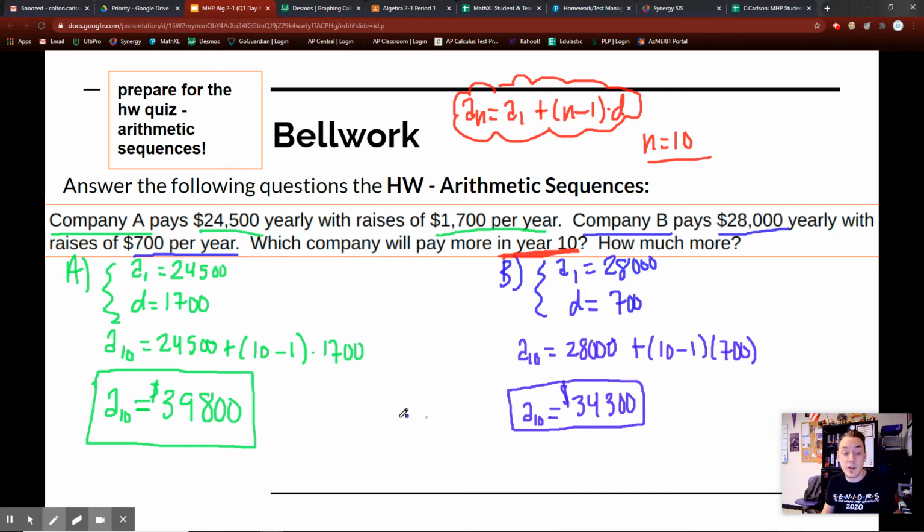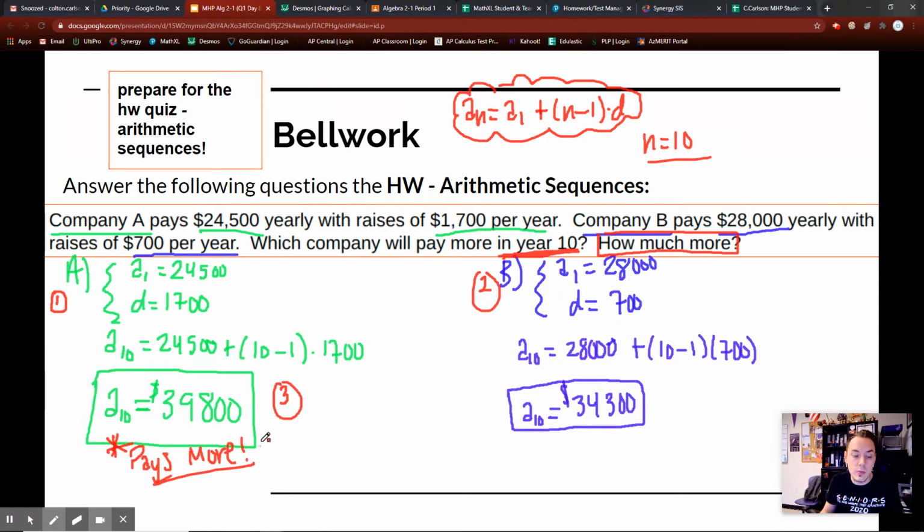Now, Math Excel is going to ask you for both. It's going to ask you for company A and it's going to ask you for company B. Now, our last thing that's going to ask, if you like steps, this is step 1, this is step 2, and then this is step 3. Step 3 is going to ask how much more will this company be paid? So obviously, this is the one that pays the most. So you'll select, okay, company A pays more. And now it's going to ask you how much more, okay?